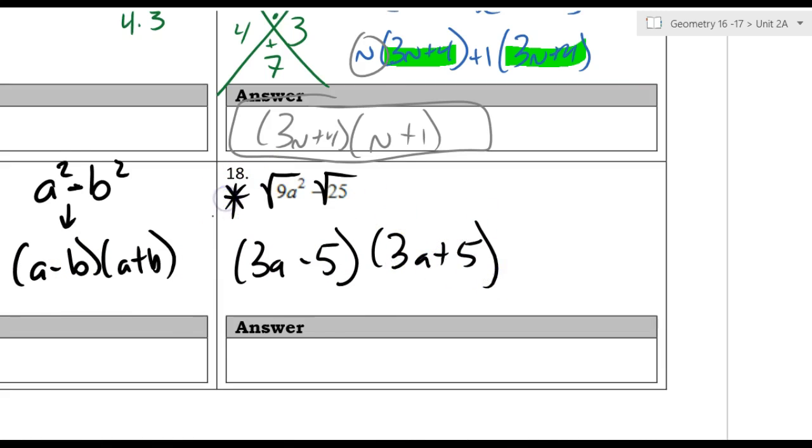This is a difference of 2 squares. It's definitely one you want to try to recognize. It does pop up. It will be one on your test.